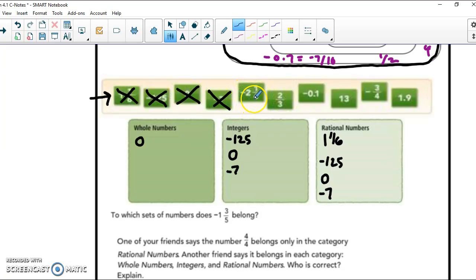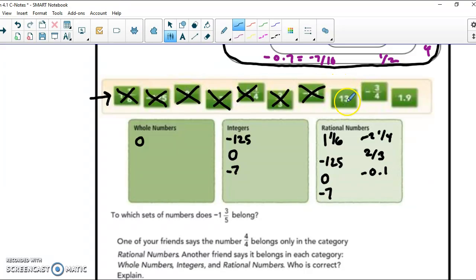-2 and 1/4, not a whole number. It's not 0, 1, 2, 3, 4, 5. Not an integer because it's not the opposite of a whole number, but it is a rational number because it can be written as a fraction. 2/3, not a whole number, not an integer, but yes, a rational number. -1/10, not a whole number, not an integer, but certainly a rational number. I could write this decimal as a fraction, -1 over 10.